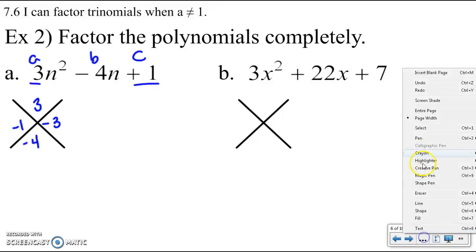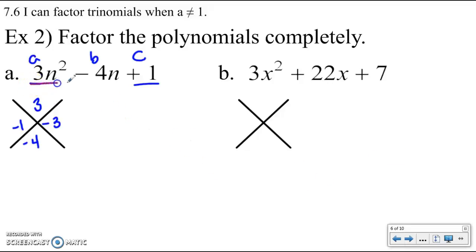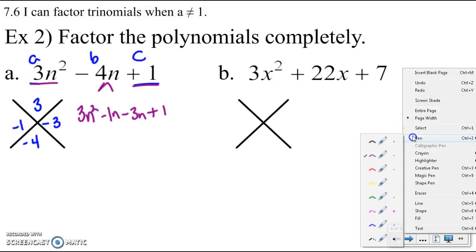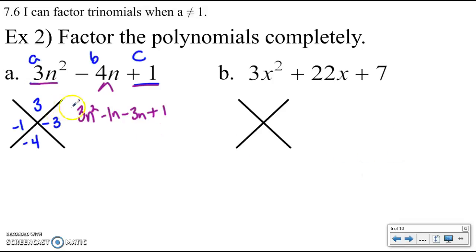So once I have my x done, this is where the difference comes in. I need to keep my a and c the same and split my b in the middle. So I'm going to have 3n squared minus 1n minus 3n plus 1. I'm going to go ahead and make two groups. So my first group is there, second group is there.